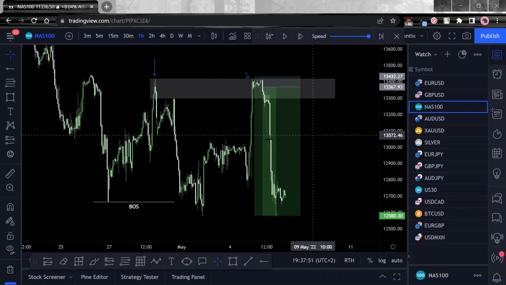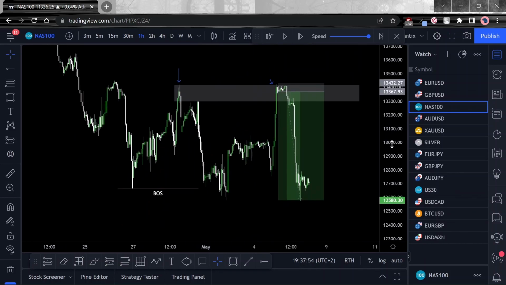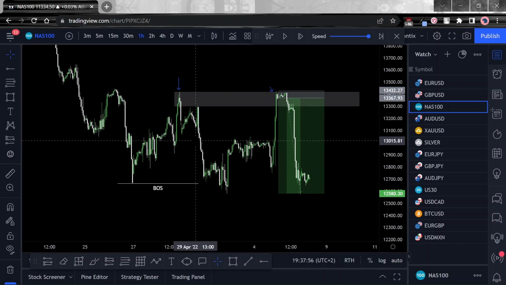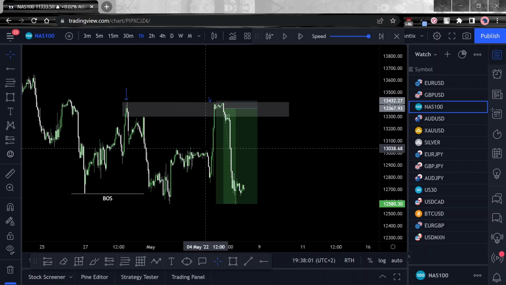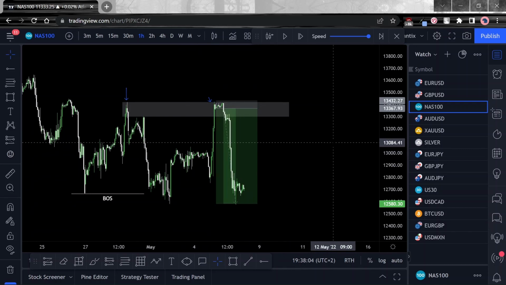Okay, so in the next video, we'll be talking about how you can spot the right points of interest and how you can combine that with market structure to find your feet and start making money in the markets.